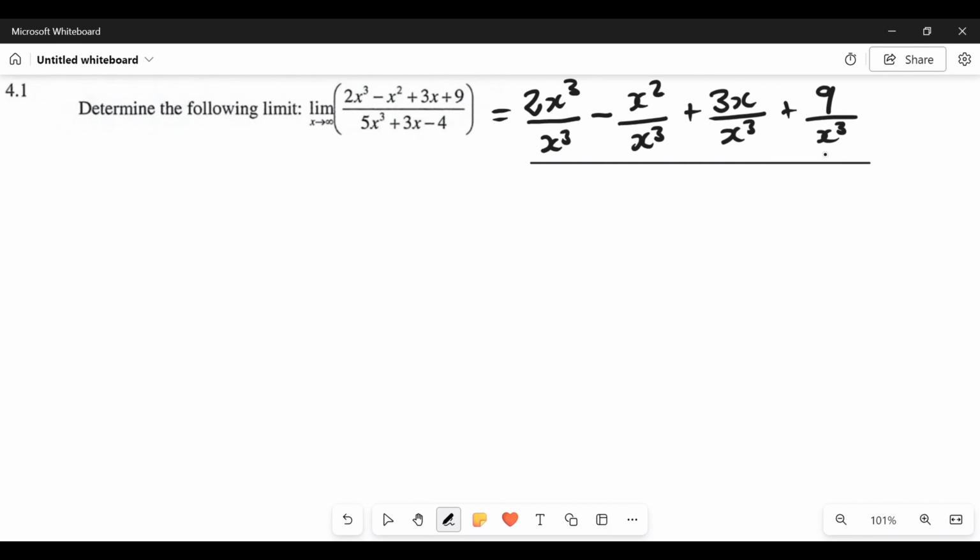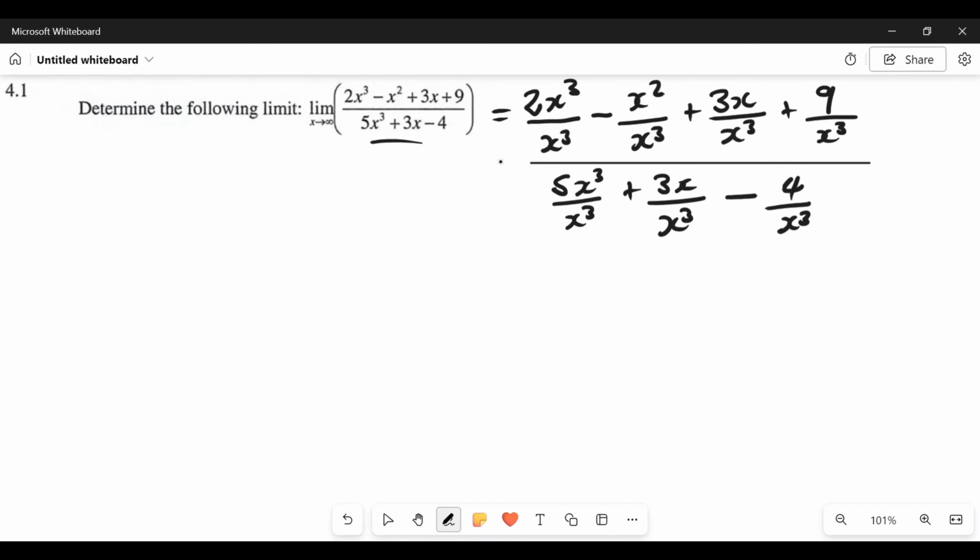You have to do the very same thing on the denominator: 5x to the power of 3 divided by x to the power of 3, plus the second term, 3x divided by x to the power of 3, and then the last term, 4 divided by x to the power of 3. As you can see, each and every term of this expression is divided by x to the power of 3, because x to the power of 3 is the x with the highest power in this expression.